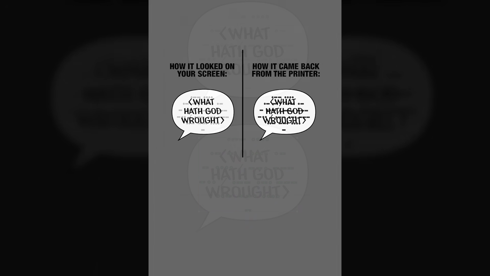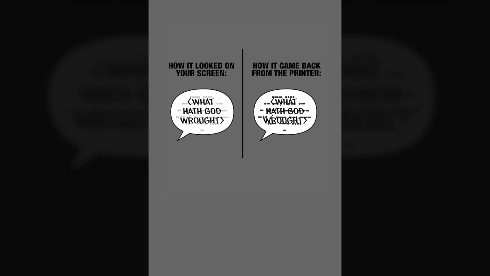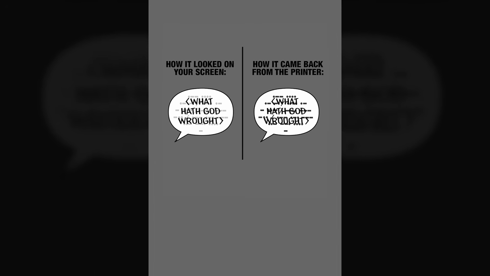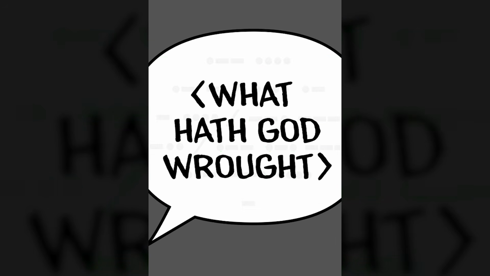Even if you set up your file properly and get several rounds of proofs, you can get batches of a run where a gray prints too dark and makes it hard to read, or prints too light and you lose the gray.